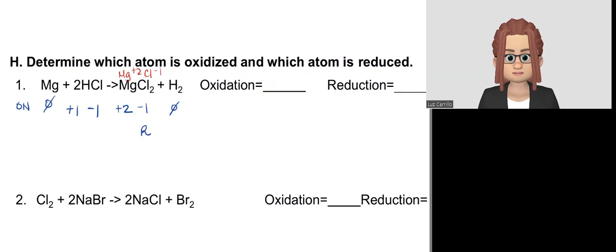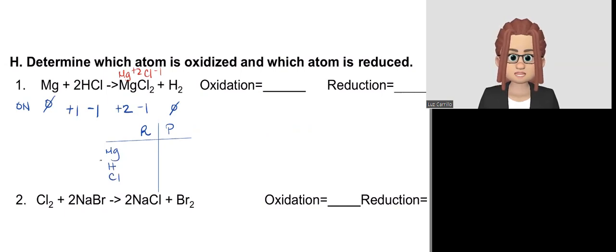Now we make our table. We have reactants. We have product. And then here we have magnesium, we have hydrogen, we have chlorine, and we observe what happened with them in the reactant versus the product.